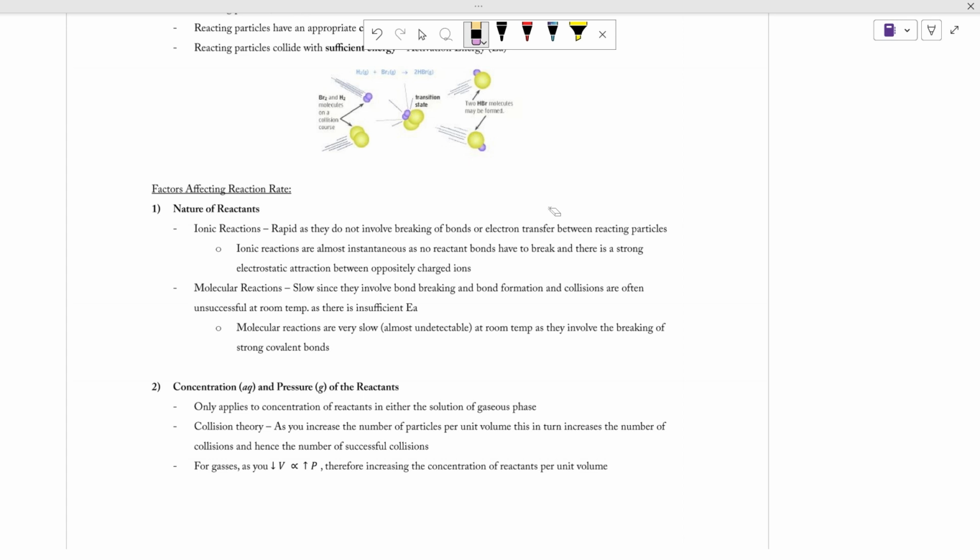However, molecular reactions are slow since they involve bond breaking and bond formation, and collisions are often unsuccessful at room temperature as they don't have enough activation energy. So ideally, molecular reactions are very slow. They're almost undetectable at room temperature as they involve the breaking of strong covalent bonds.